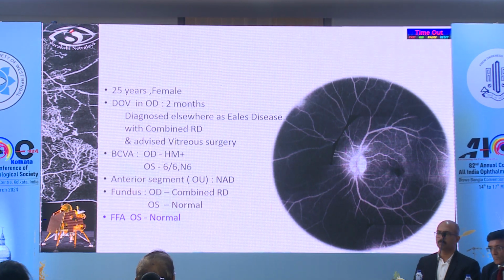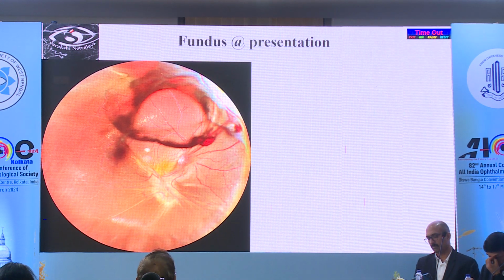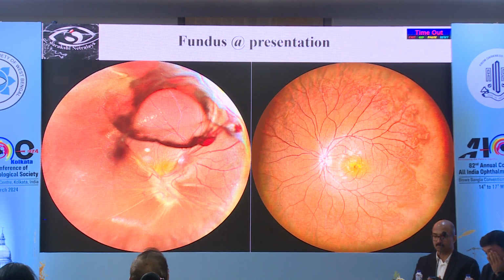Female diagnosed elsewhere as Eales disease with combined, and was advised vitrectomy for combined retinal detachment. This is fine, everyone accepts it. But when you look into the better eye, which is asymptomatic, you can see on a Widefield photograph there is something called pruning of the blood vessels.